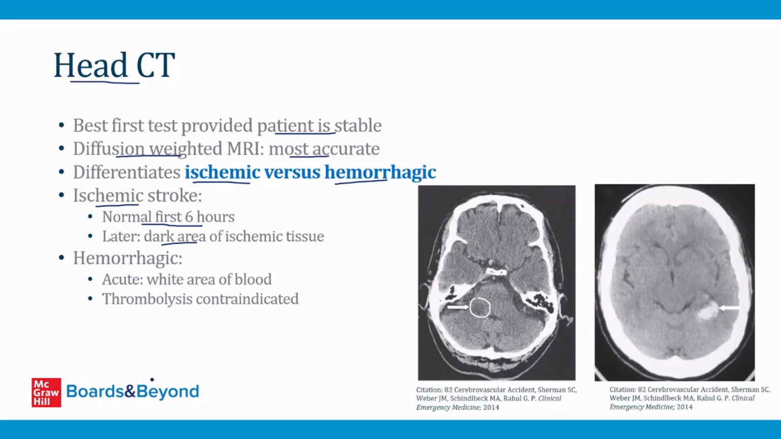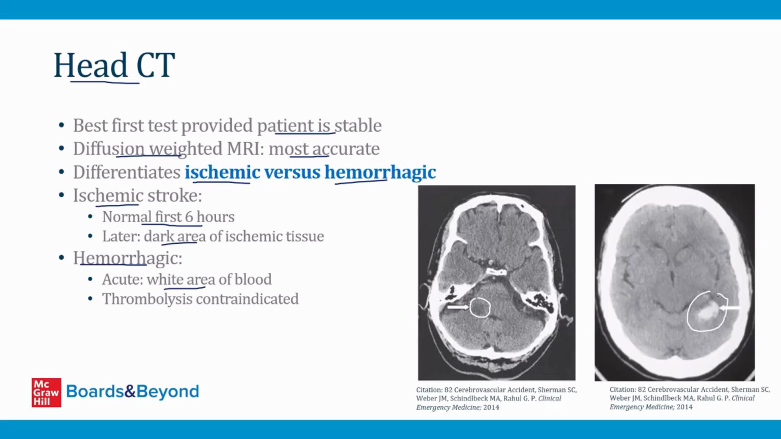In contrast, when patients have a hemorrhagic stroke acutely, meaning very soon after symptoms develop, you will see white areas of blood on a non-contrast head CT. And that's what's shown in this image over here on the right. This is another non-contrast head CT, and this white region here indicates bleeding in the brain.